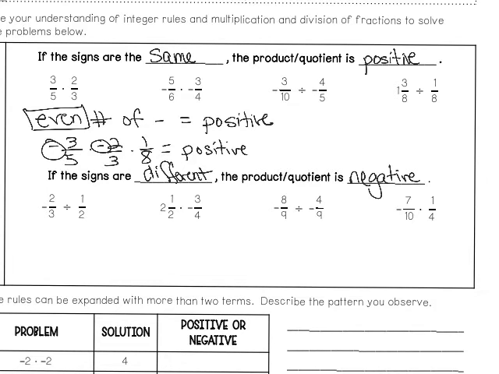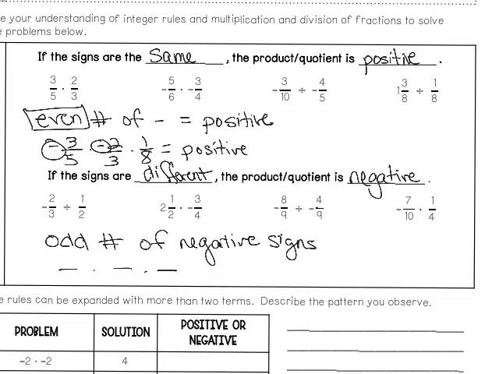All right, and if the signs are different, the product or quotient is negative. Also, if there is an odd number of negative signs, such as negative times negative times negative, the result is negative. Okay?